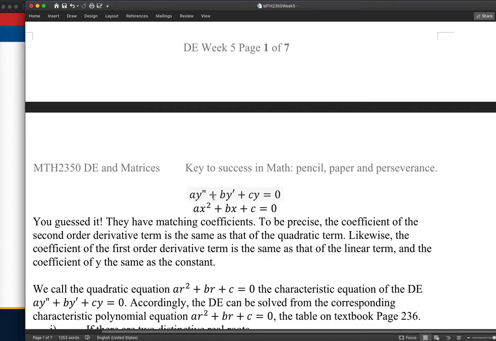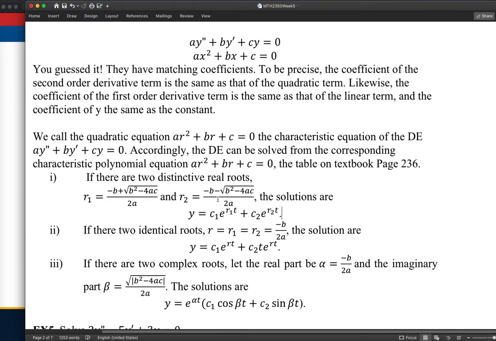And then such a differential equation can always be solved using the following arrangement. They are based on the solutions of the characteristic quadratic equation. So there are three cases. The first case is when we have two real number roots. The solution will be a linear combination of those two exponential functions. In the case when we only have a single root with multiplicity 2, we have the linear combination of the exponential function and t times the exponential function.